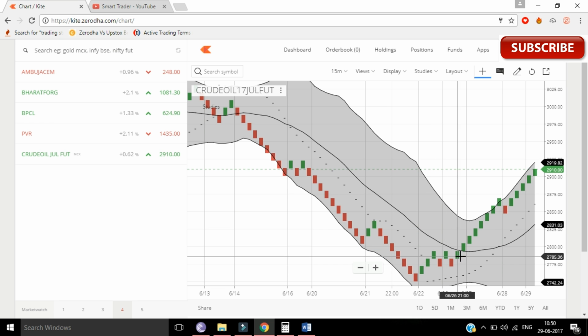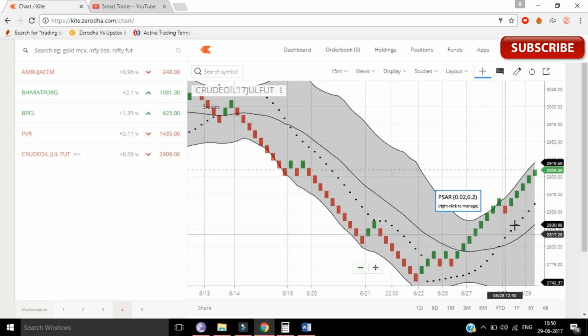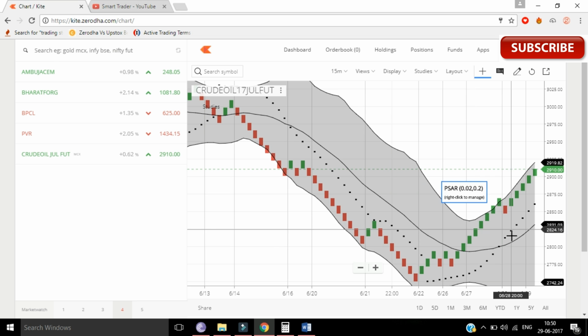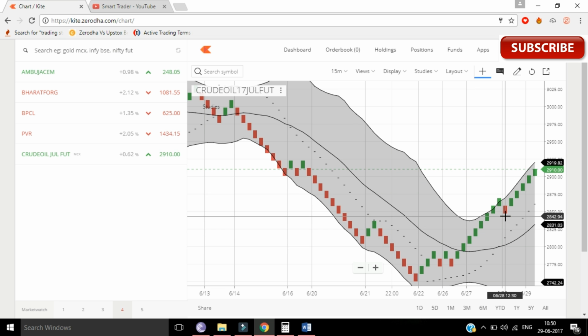And here, buy, buy. You need to buy only above the line. If it is above the line, buy; or else do not buy. Again here today. Yesterday it was a buy, and 29th it looks like a buy.